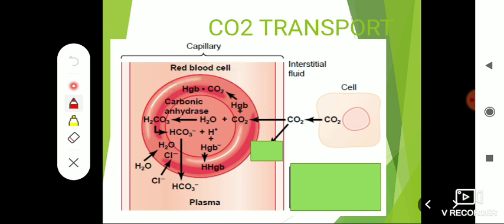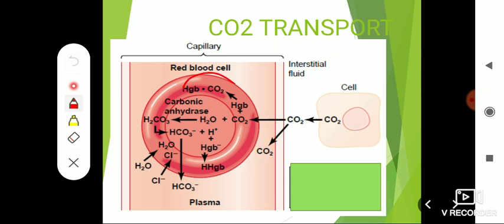Second form, the CO2 combines with hemoglobin, displacing the oxygen, and the combination of hemoglobin and CO2 is transported in the blood. This is the second form. And the third form is the dissolved form. Plain, it goes in the plasma in the dissolved form. So in these three forms, there is a transport of CO2.